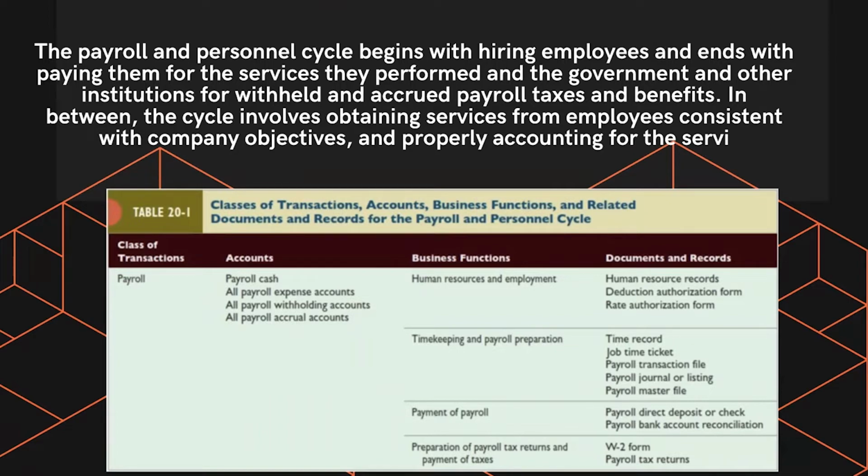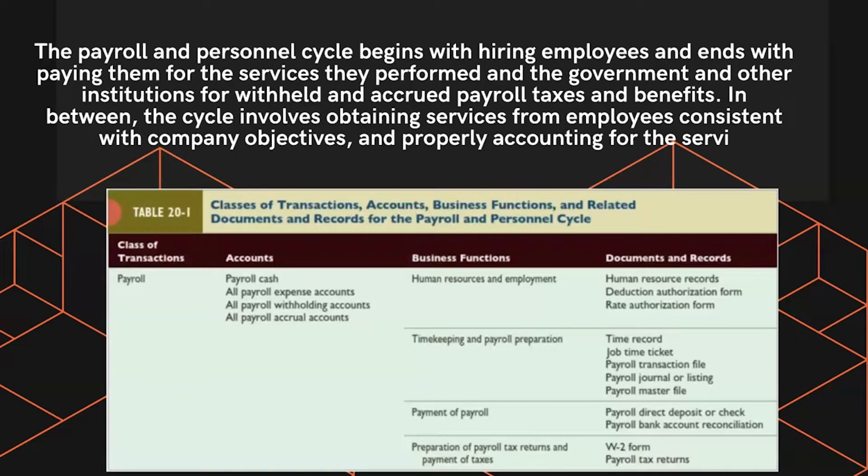So in the table, as you can see, is about classes of transactions, accounts, business functions, and related documents and records for the payroll and personnel cycle. In the class of transactions, there is payroll. In the part of accounts, there are payroll cash, all payroll expense accounts, all payroll withholding accounts, and all payroll accrual accounts. And in the business functions, there are four: human resource and employment, timekeeping and payroll preparation, payment of payroll, and preparation of payroll tax returns and payment of taxes.